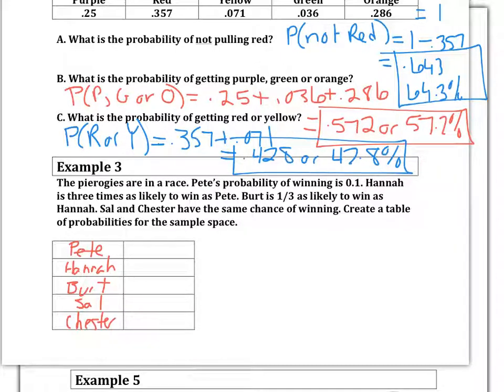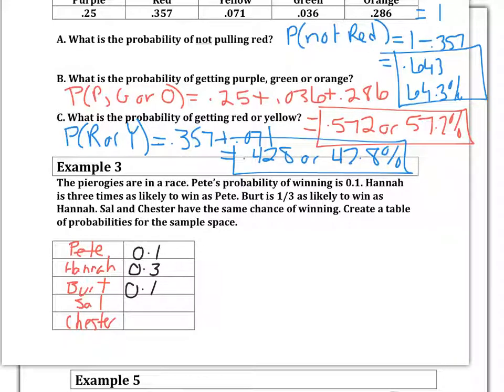So what I know right now that I can fill in is that Pete has a 0.1 chance of winning, and we can leave that as a decimal, or you could change it to a percent if you wanted to. It'd be 10%. We know Hannah is 3 times as likely to win as Pete. So if I do 3 times 0.1, I would get 0.3 for Hannah. Bert is 1/3 as likely to win as Hannah. So if Hannah is 0.3 and Bert is 1/3 of that, he would also be 0.1.